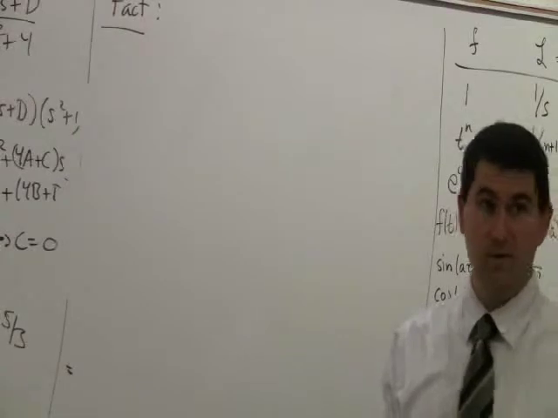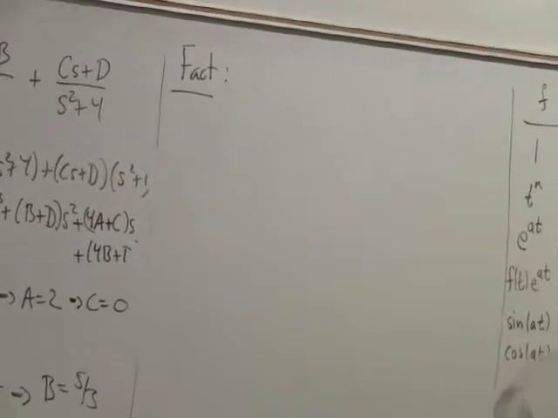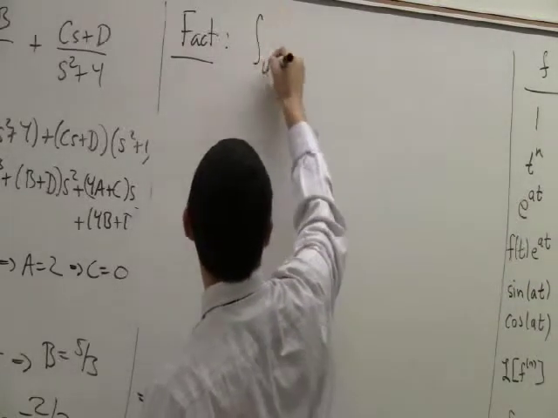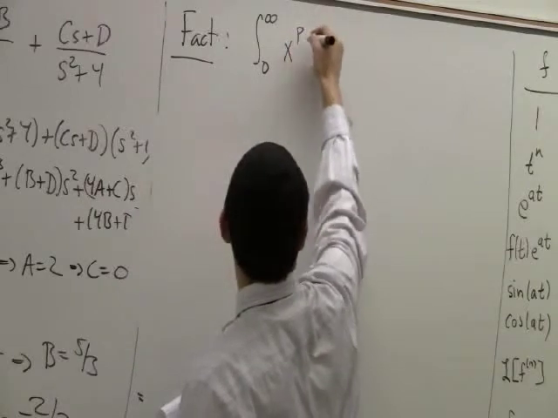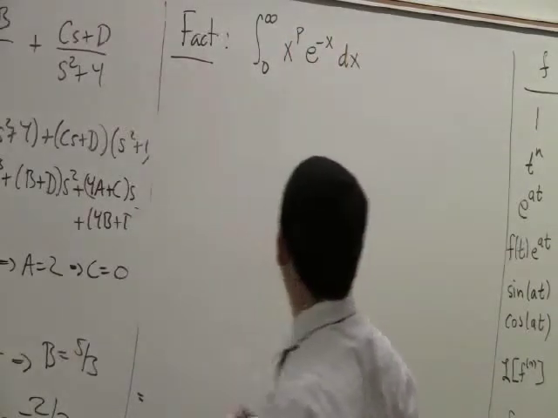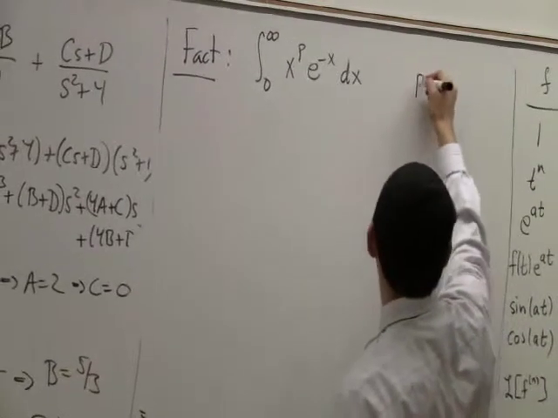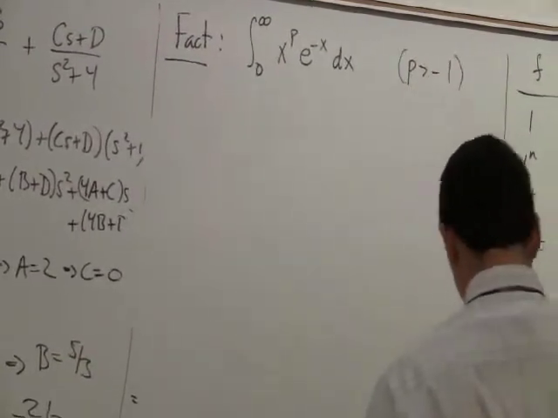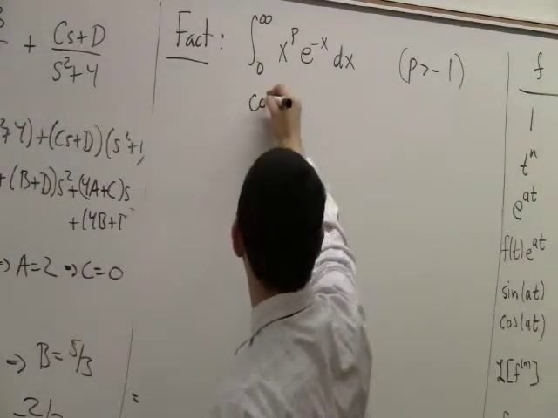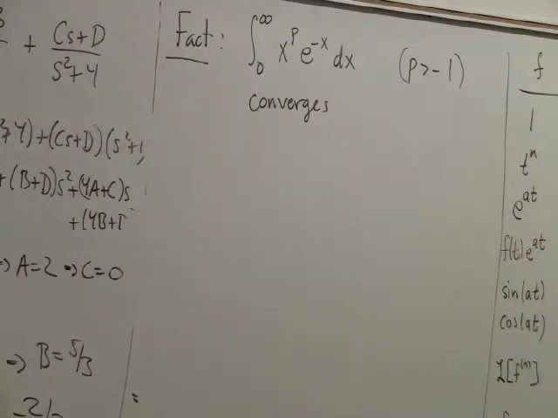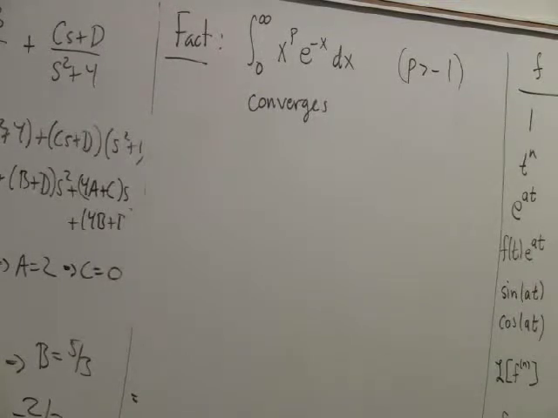In general, this is a fact, and it's such a wonderful fact, I'm going to have you prove it on the homework. If you take anything of this shape, x to the p, e to the minus x, where p is at least, I think, greater than minus 1, this thing converges. So we just proved it when p equals 1/2. So you just have a few more numbers to check. Nice.